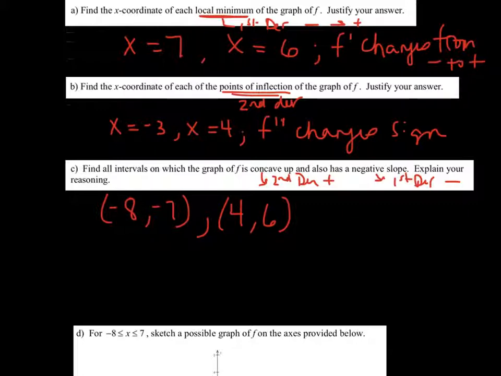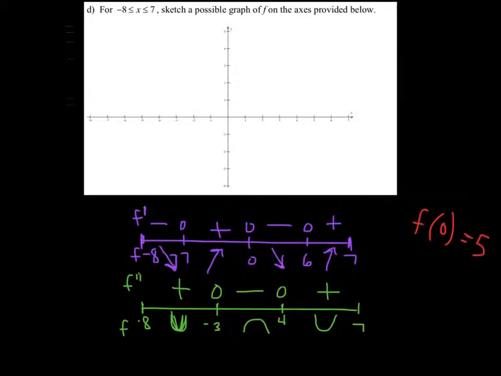So to explain my reasoning, I'm just going to say exactly what I already thought through, that in order to be concave up, it was that the second derivative was greater than 0, and that the first derivative was less than 0.